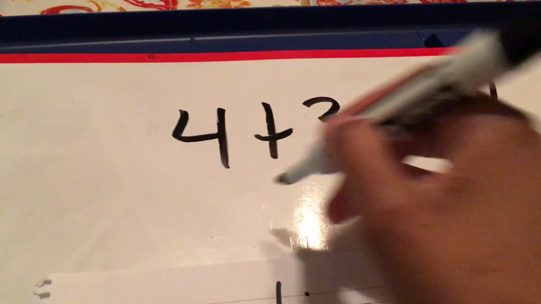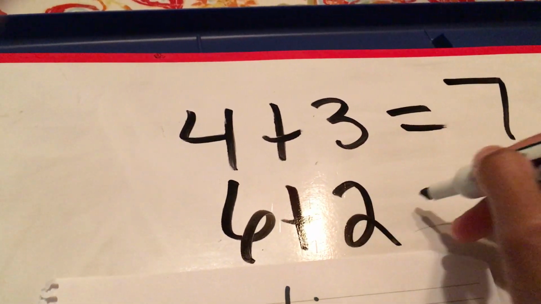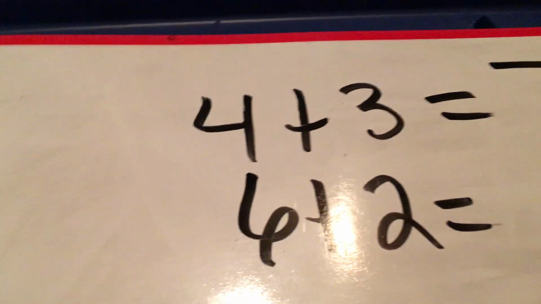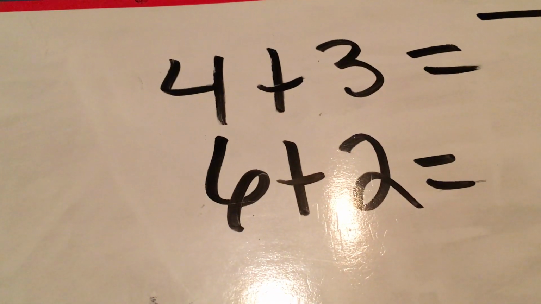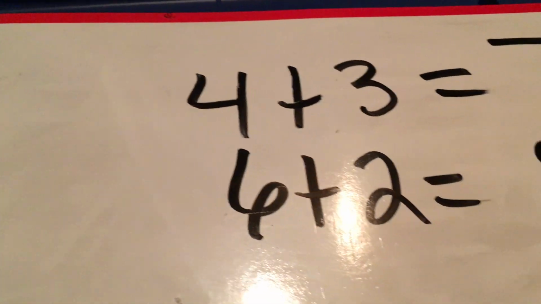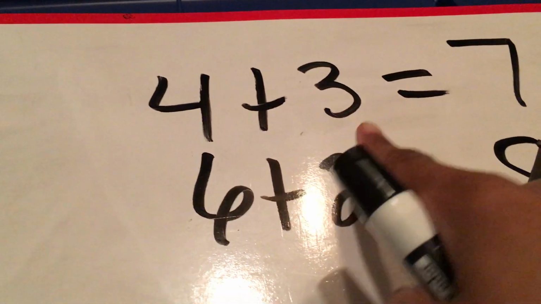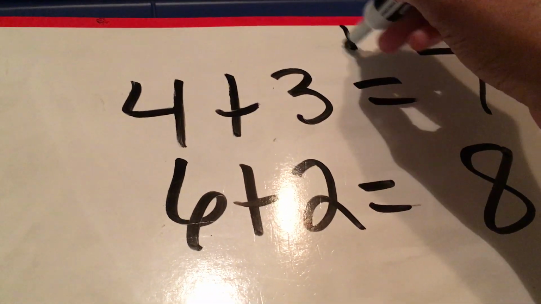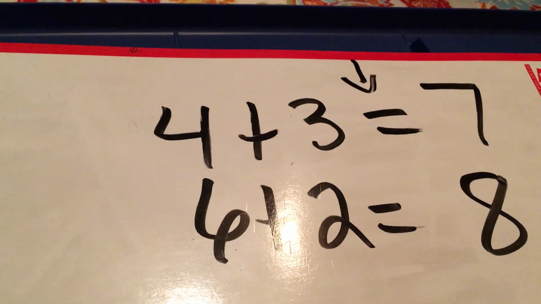Alright, let's do another one. 6 plus 2 equals, remember for it to be an equation, it has to have an equal sign. So 6 plus 2 is 8. So now we know that an equation is a number sentence that has an equal sign, and we know that this is our equal sign.